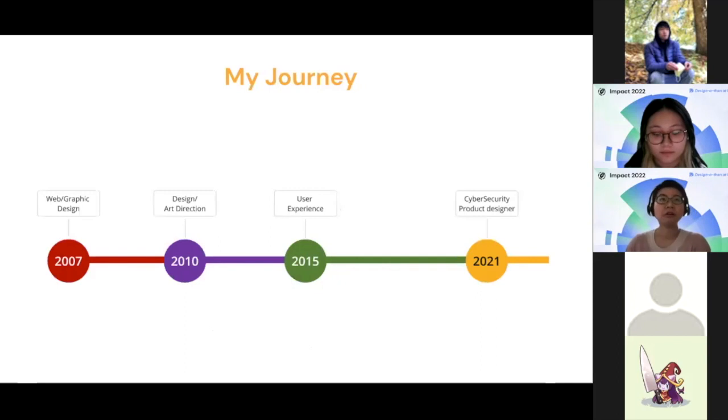So I want to start with a little bit about myself, my journey, and how I got where I'm at. I started as a web graphic designer in 2007, stepped into art direction in a marketing agency in 2010, pivoted into UX design in 2015, and started as a product designer in the cybersecurity space last year in 2021.